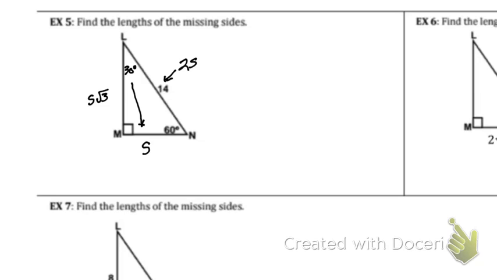They give me this 14. They tell me LN equals 14. Well, that's my hypotenuse. I already said that equals 2s. So let's put those two things equal to each other. So we'll have 2s equals 14. That's pretty easy to solve. Divide by 2 on both sides, and we'll get s equals 7. Well, if s equals 7, that means that MN equals 7.